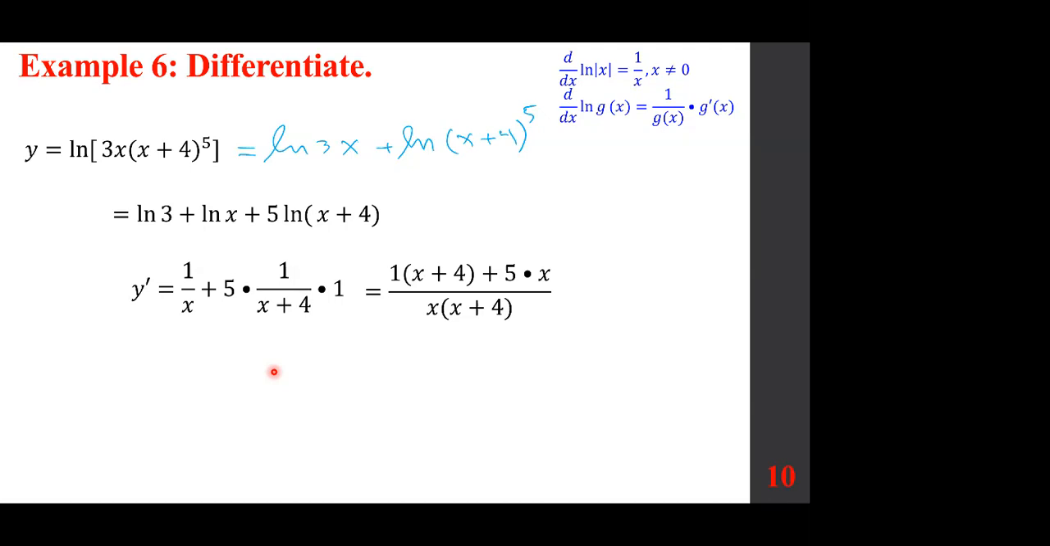I'm assuming we are all comfortable with algebra. So one more time, x times x plus 4 is the LCD. 1 times x plus 4, 5 times x. And that is x plus 5x, which is 6x, and then 4. Maybe we write this as x plus 4, and then x and 5x, they add up to 6x. All right.